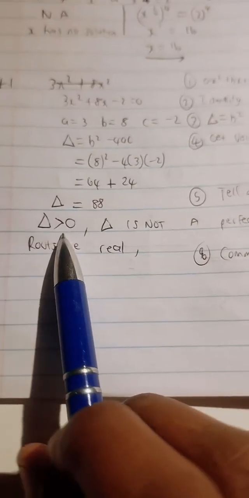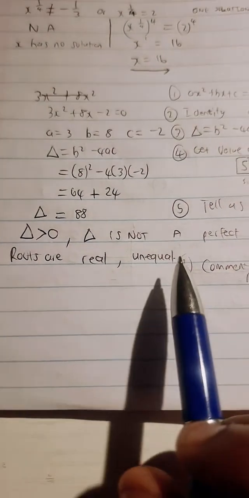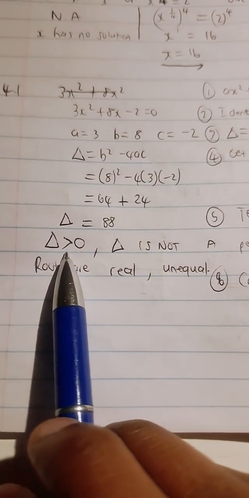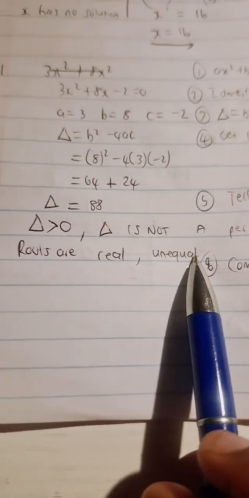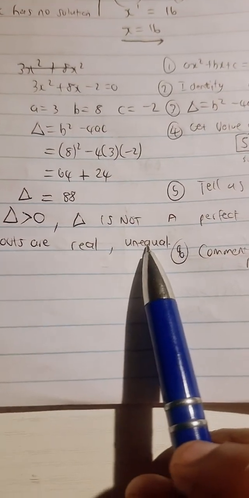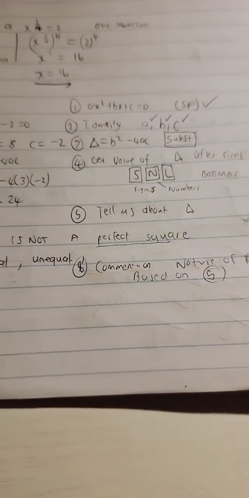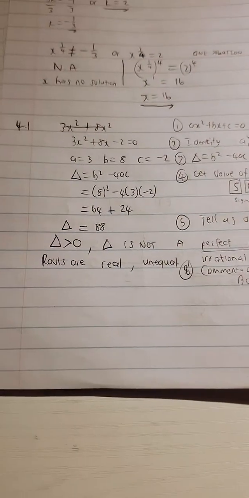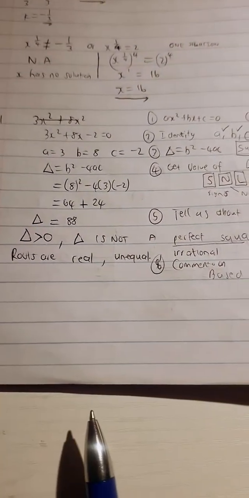When delta is greater than 0, that says the roots are unequal. But if delta was equal to 0, we'd say the roots are equal. When delta is greater than 0 alone, we say the roots are unequal. Lastly, because delta is not a perfect square, we say that the roots are irrational. This is the nature of the roots.